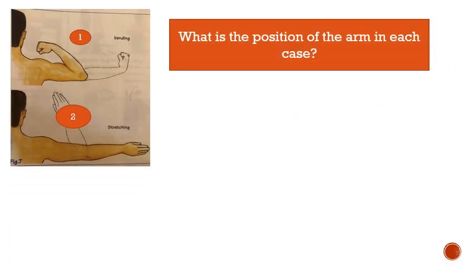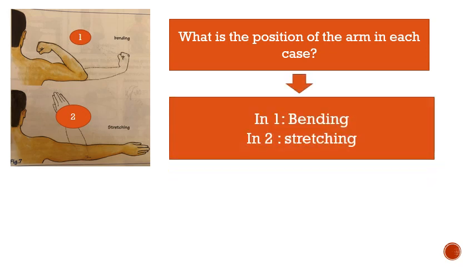What is the position of the arm in each case? So we have two cases, the first case 1 and the second case 2. So we have two positions. What is the position of the arm in each case? Think, then answer. Excellent. So in 1, it's bending, and in 2, it's the stretching position.